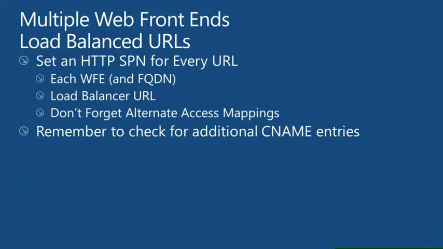You want to have an SPN for everything in your alternate access mapping list for that site collection, pardon me. And then if you're allowing access to the different web front ends, you want to have an SPN set up for each of those web front ends. I said CNAME here. I really meant to be DNS A records. Look for DNS records as well.